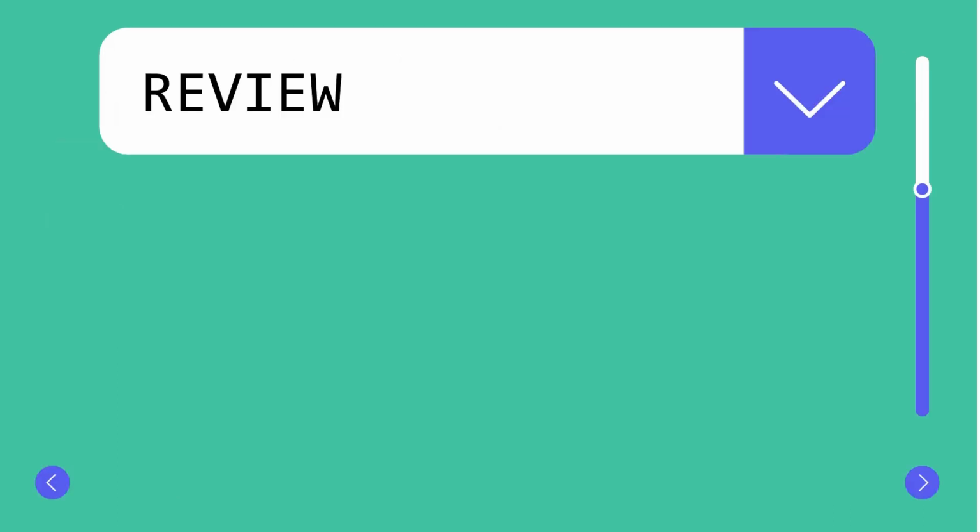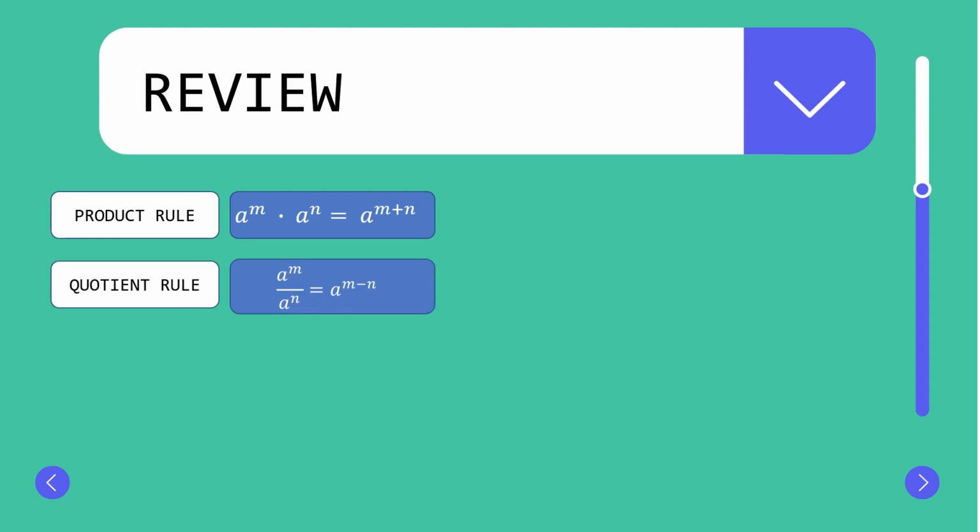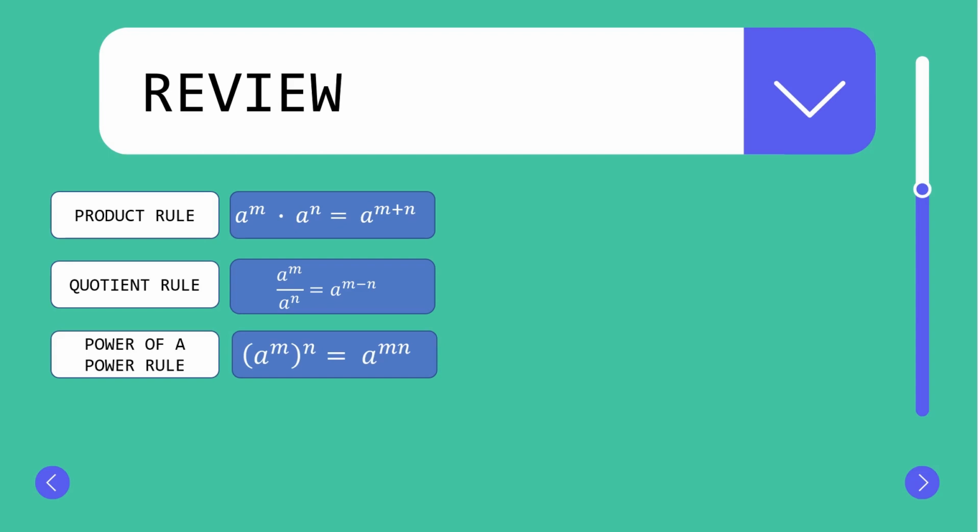But before we proceed to our discussion, let's have a quick review of what we have learned about the different laws of positive integral exponents. First, we have the product rule, wherein when we multiply terms with the same base, we just add their exponents. Second, we have the quotient rule, wherein when we divide terms with the same base, we just subtract their exponents. Third, we have the power of a power rule, wherein we just multiply the inner and the outer exponents.